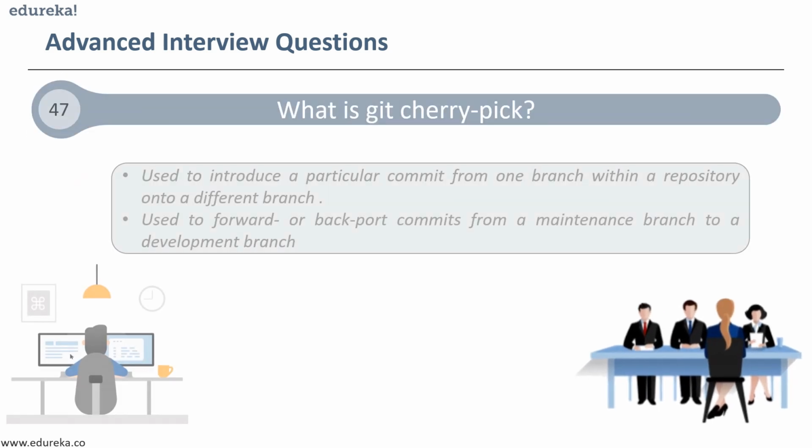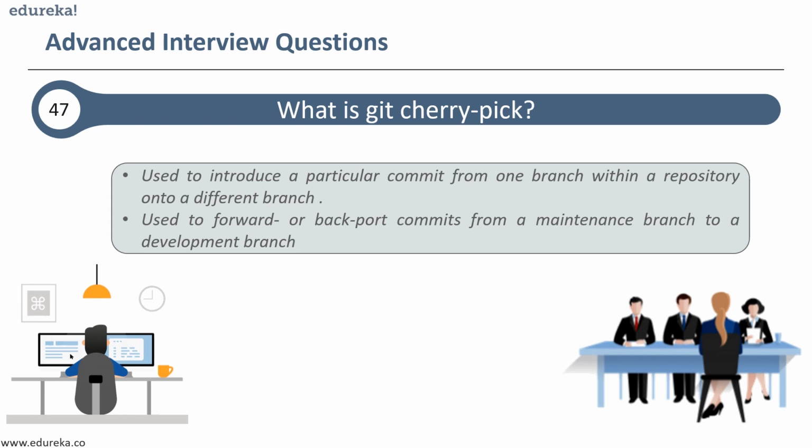The next question is, what is git cherry-pick? The command git cherry-pick is normally used to introduce a particular commit from one branch within a repository onto a different branch. Another common use of this command is to forward or backport commits from a maintenance branch to a development branch.